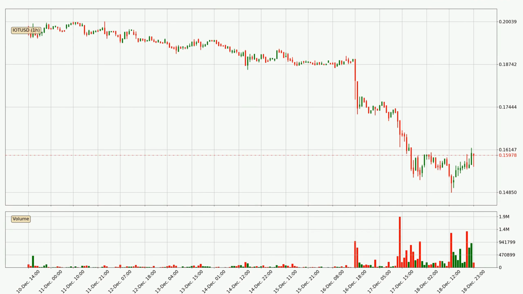Looking at the IOTA hourly time frame, the price moved quickly to the upside with around 3.8% in the last 24 hours, with a current price of 16.0 cents. We can see that the buyers are taking over because the volume was also high, showing that this move was strong.